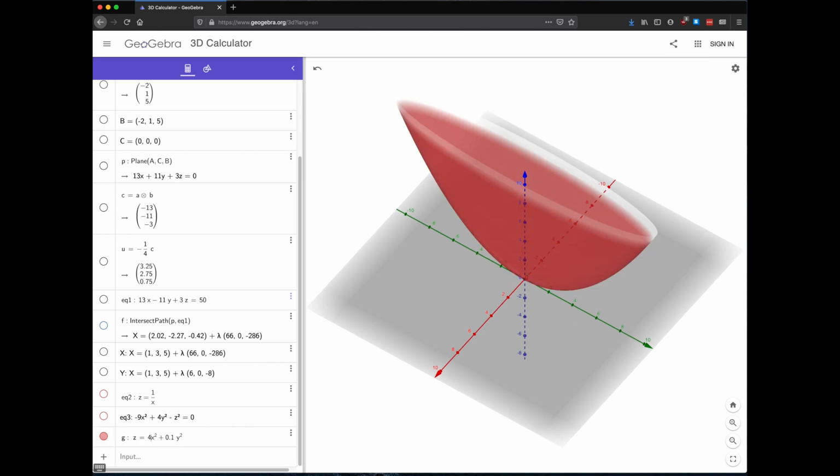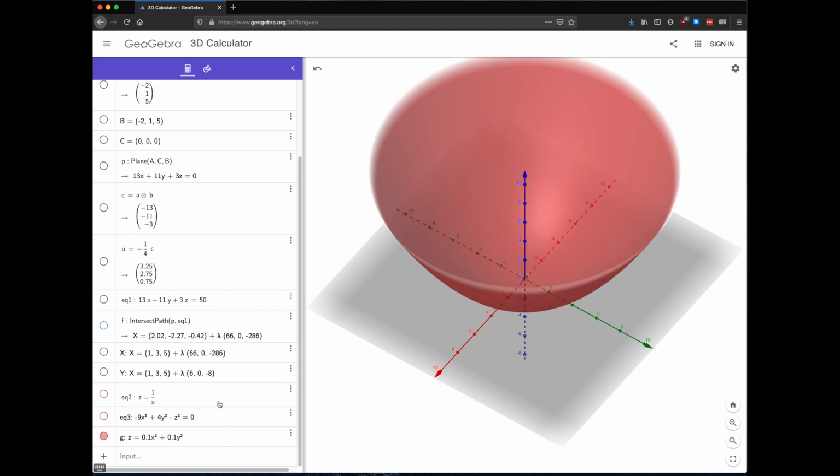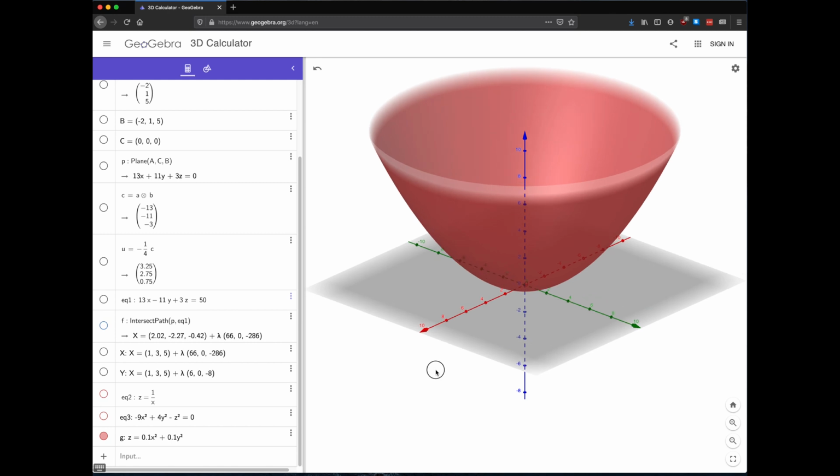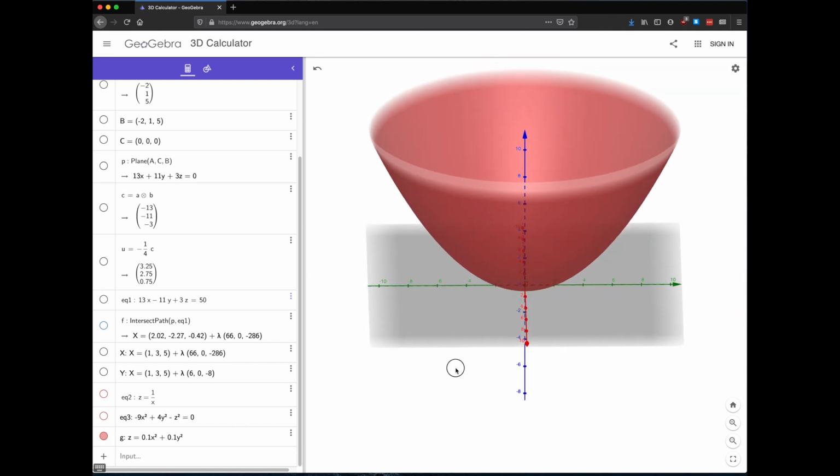And if they have the same coefficient, it's a circular paraboloid. Just a nice big old paraboloid.